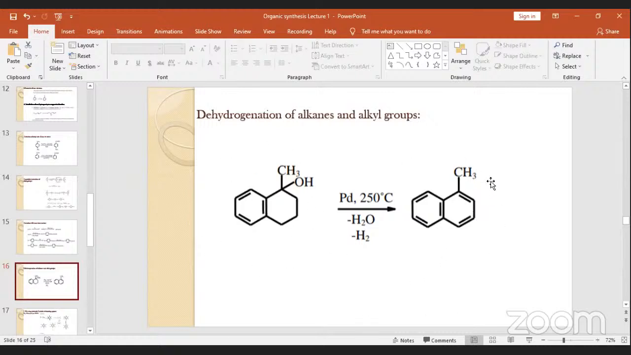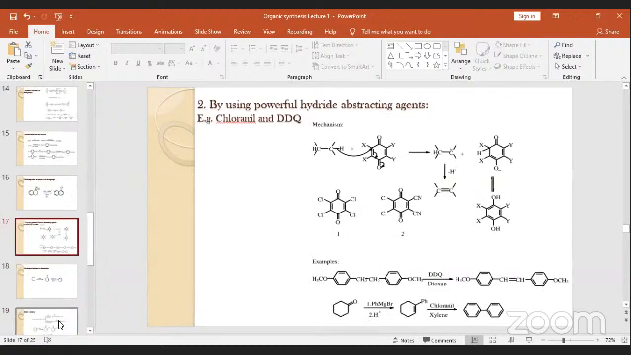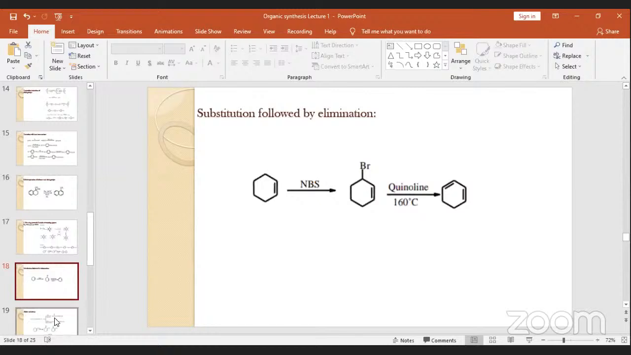So I'm just giving you an example. You can prepare phenyl, tolyl, or any other group here by taking the corresponding tertiary alcohol, which in turn can be prepared from the corresponding carbonyl compound and Grignard reagent. This is by using powerful hydride abstraction reagents. You can do dehydrogenation. I said the two important reagents are chloranil and DDQ. They are very useful if you are creating a double bond in conjugation with an already existing double bond or an aromatic ring. This reaction is very easy because the driving force is the stability obtained from that extended conjugation, and the aromatization reaction. This mechanism we have seen.